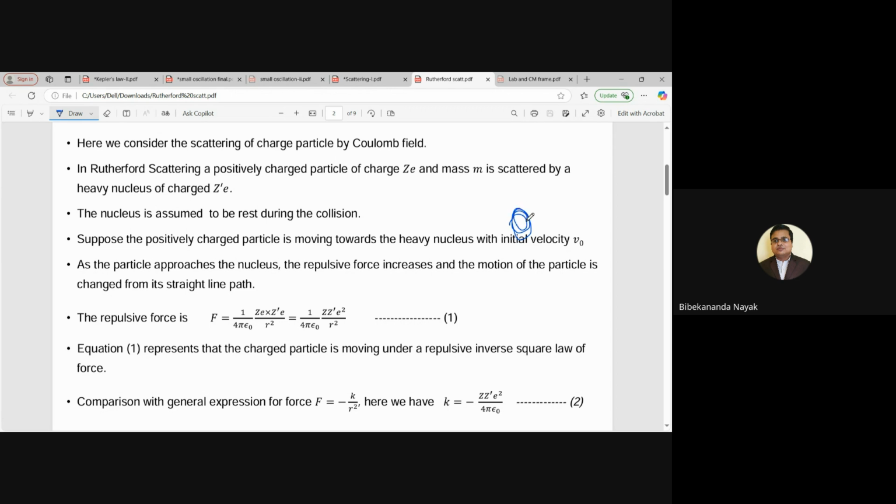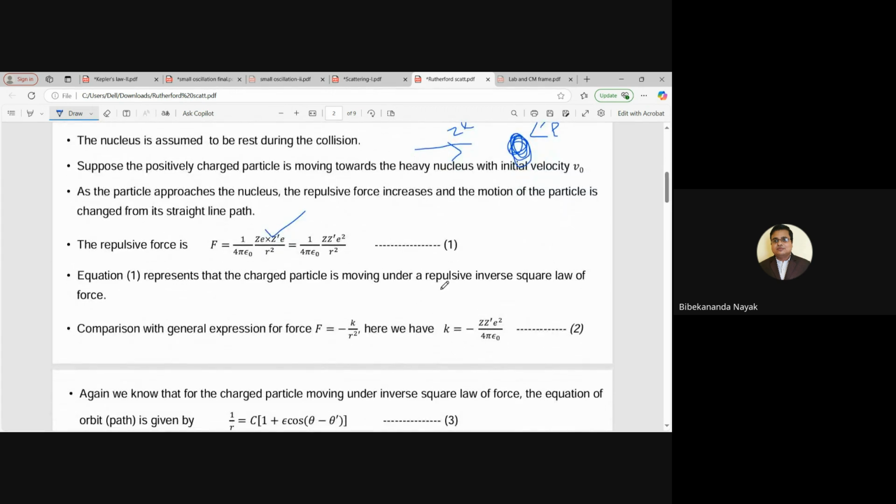Central nucleus, and a positively charged particle is coming towards it and is scattered. For the other pole of scattering, if its charge is Ze and the other is Z'e, then what is the Coulombic force between them? The formula is 1 by 4 pi epsilon 0 Z Z' e squared by r squared. Comparing this, we found K is equal to this, K by r squared.